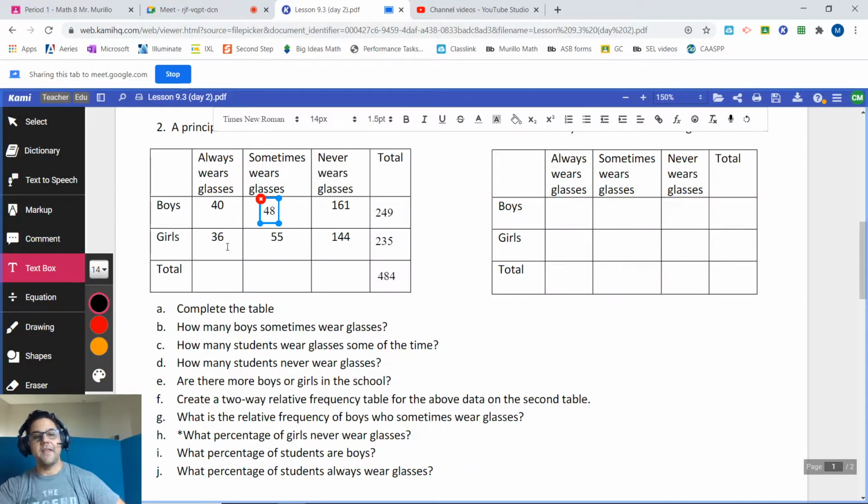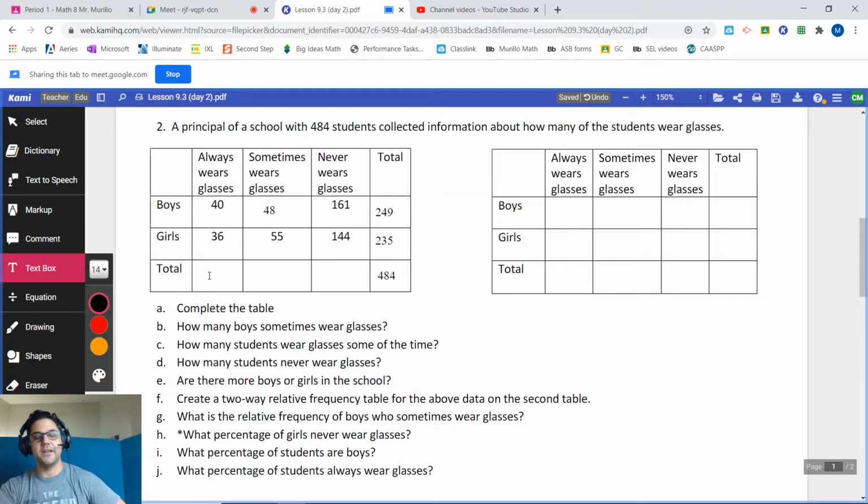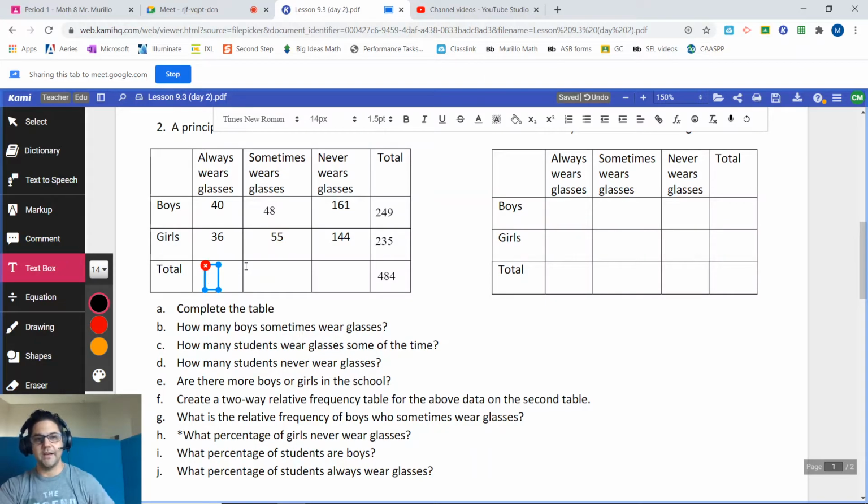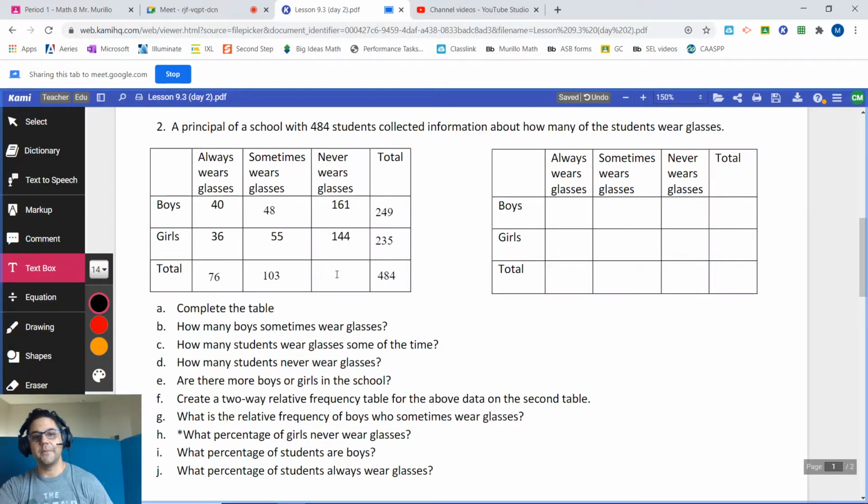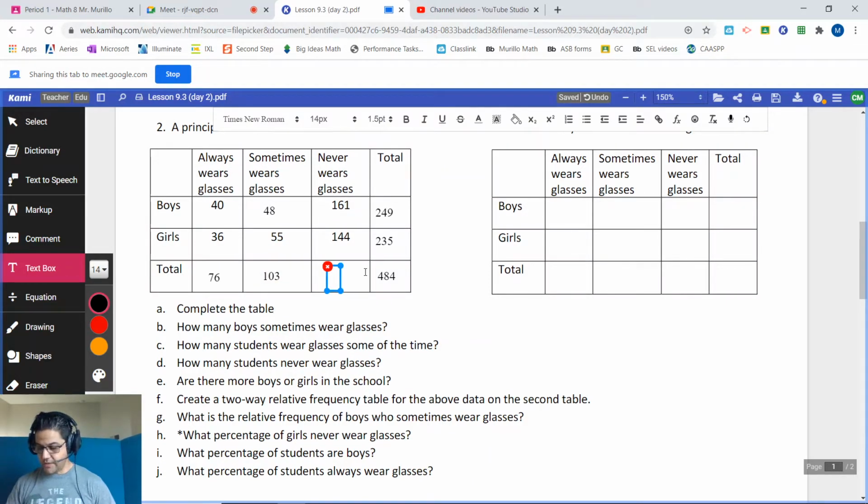Now that I have these data, which is called the joint frequency again, it's the body of the data, I can go ahead and find the margins, the totals there. Always wear glasses, that is 76. Sometimes wear glasses, just got to add them up, 48 plus 55, 103. So before you can answer your questions, you need to find your missing data. 161 plus 144, 305.